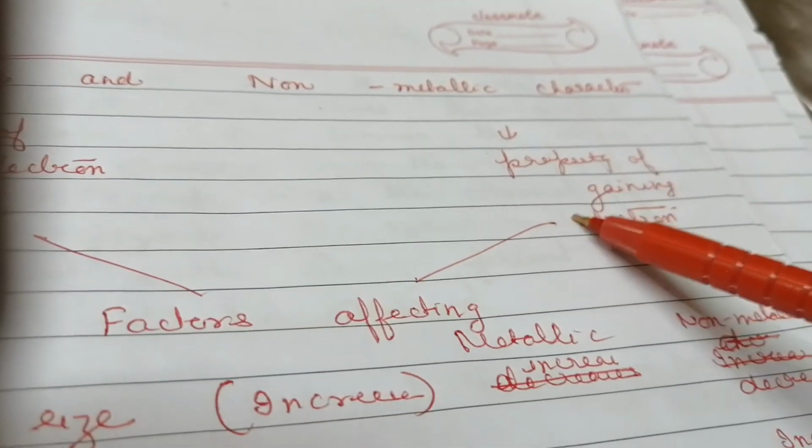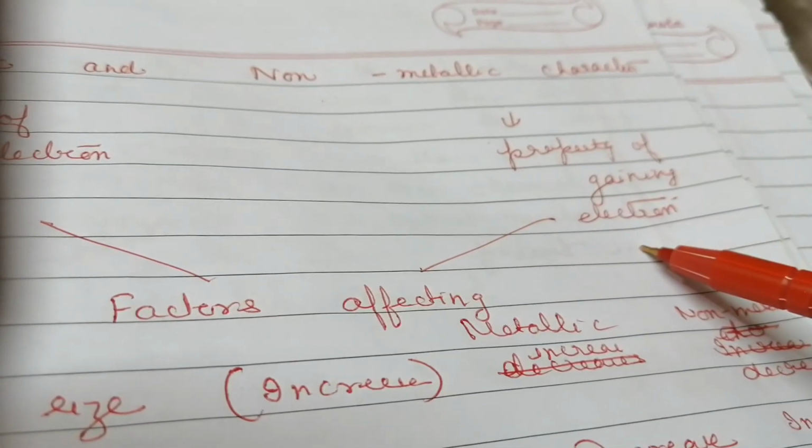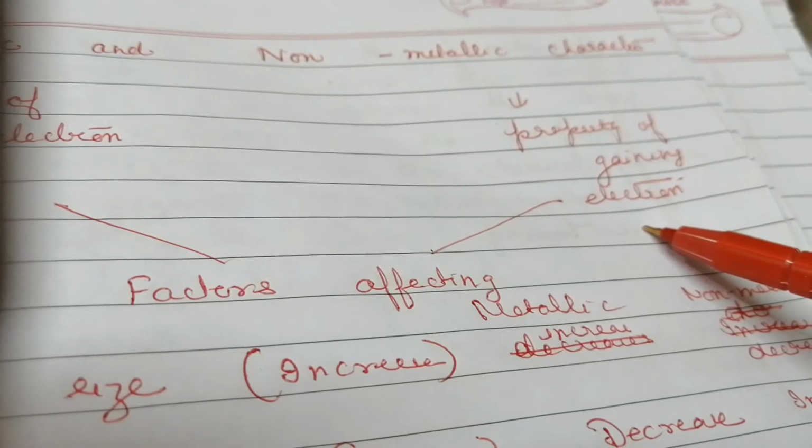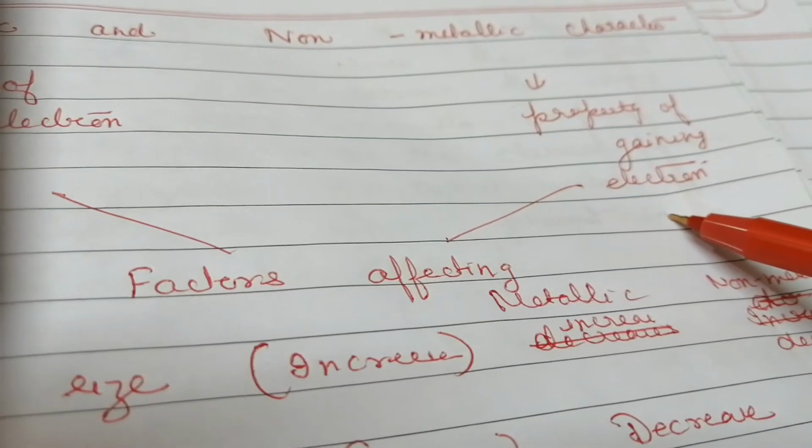Then non-metallic character is a property of gaining the electron. Some atoms have a tendency of gaining the electron once they are supplied with energy.